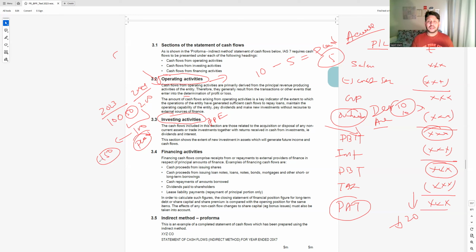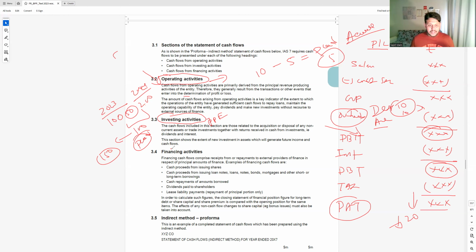Also, we need to remember the dividend. We can receive the dividend and we can pay the dividend. We only pay the dividend if someone invests in us. And we receive the dividend basically if we invest. So the dividend could be in the investing activities, or in the financing activities, or both. So you need to be careful: are we receiving the dividend, or are we paying it? If someone invests in our company, the dividend will be paid. If we invest in someone's company, the dividend will be received.